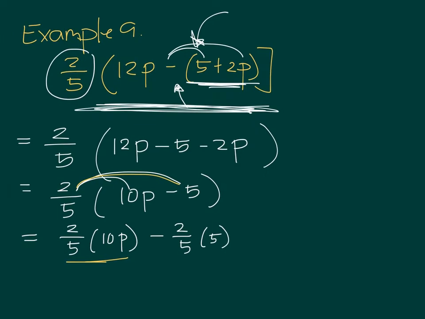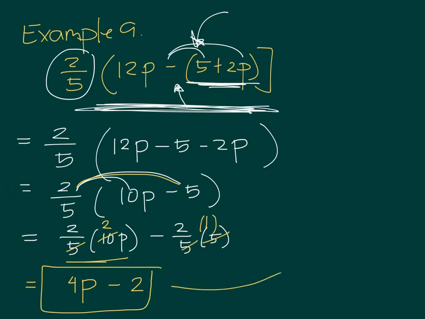So you have 10 and 5 becomes 2. So 2 times 2p is 4p. 5 and 5, this is 1. So 2 times 1 is 2. So you have minus 2. So that's the simplified expression of 2/5 times 12p minus the quantity 5 plus 2p.